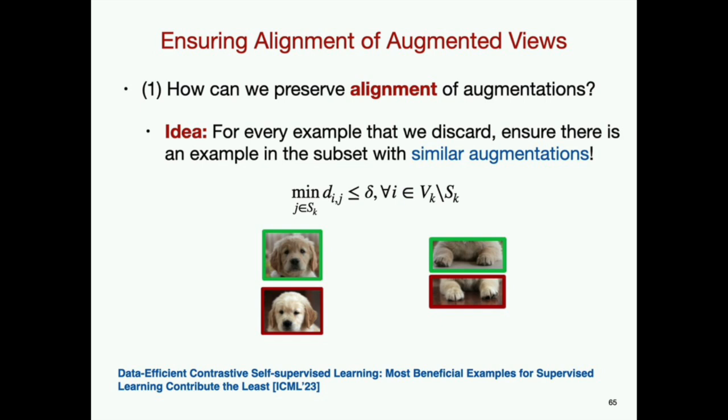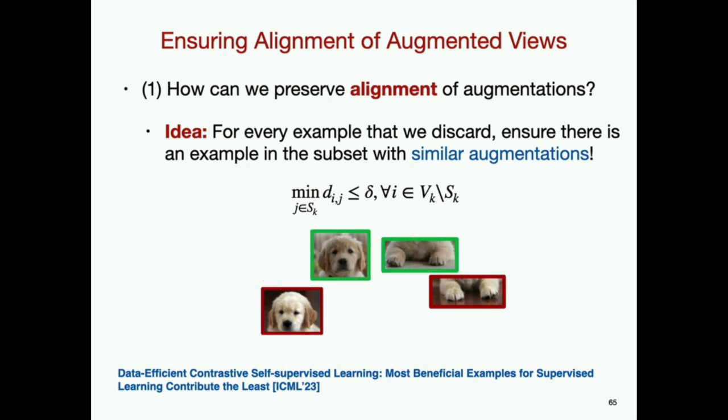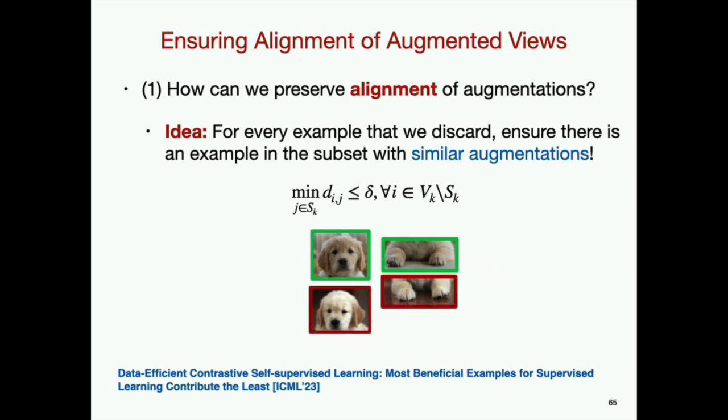And why does this work? Let's say here we select the green example and we don't select the red example. And these are augmentations of the example that we would select. When we train on the selected example, we'll bring the representations of the selected example augmentations closer together. But because these augmentations are similar to that of the discarded example as well, we automatically bring them closer as well. And so in this way, by training on only the selected example, we've ensured alignment even for the discarded example.